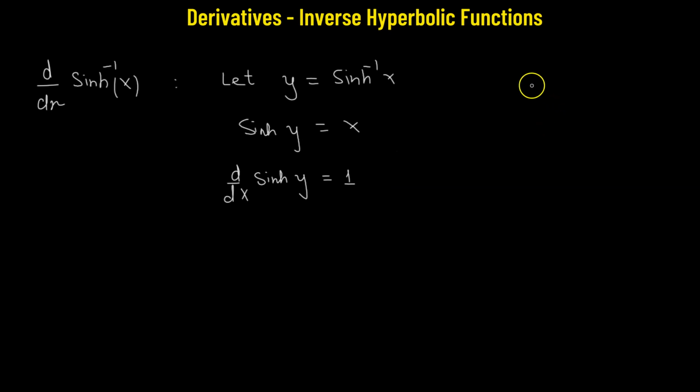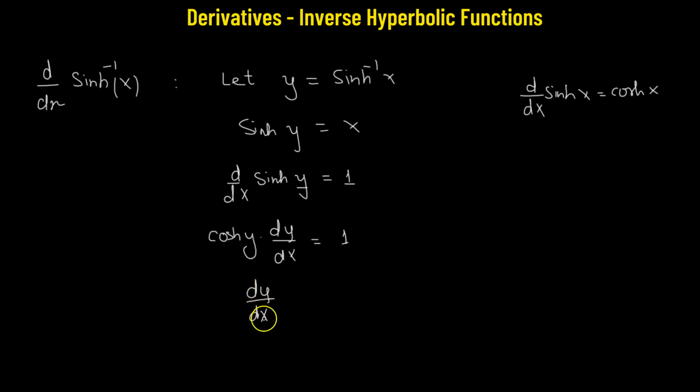Now, the derivative with respect to x of our hyperbolic sine function is equal to cosh x. Since this is y here and we're differentiating with respect to x, we will have cosh y instead of x, but we need to use the chain rule and multiply it by the derivative of y with respect to x. So dy over dx, or the derivative of y with respect to x, will be equal to 1 over the hyperbolic cosine function.